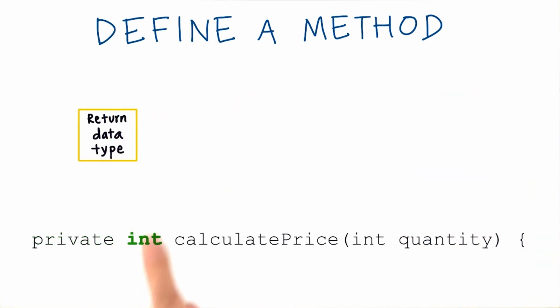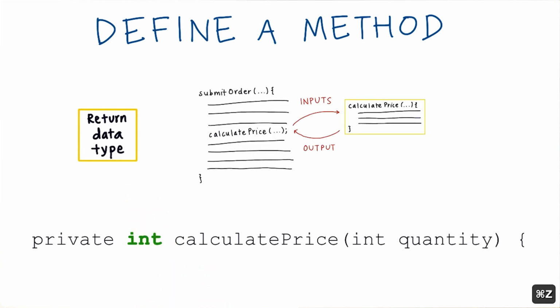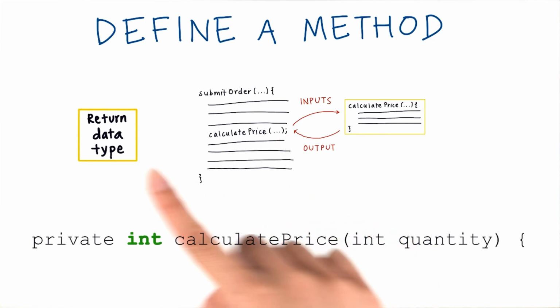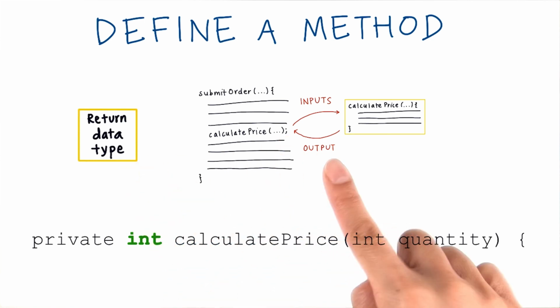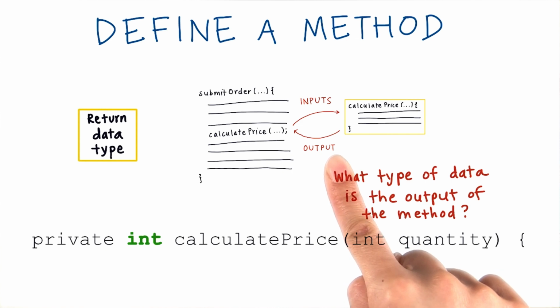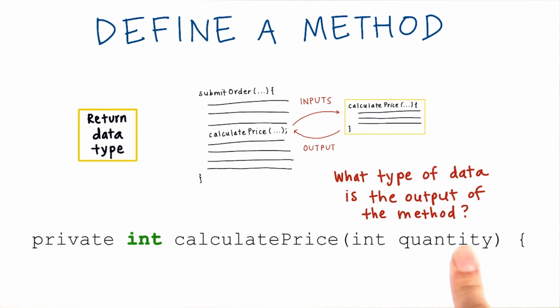Next, we have int, which is the return data type. Do you remember our diagram from earlier where we said that when you call a method, you pass it inputs and you get an output back? Well, the return data type is the type of data that is returned in the output. And the data types we've learned about so far are int and string from the last lesson. This can also return an object data type, and we'll learn more about objects later in the lesson. In our case, this calculatePrice method is returning the total price of the order, which is an integer. In a social media app, if I had a method to get the number of friends I have on Facebook, it could return an integer, which is the number of friends.